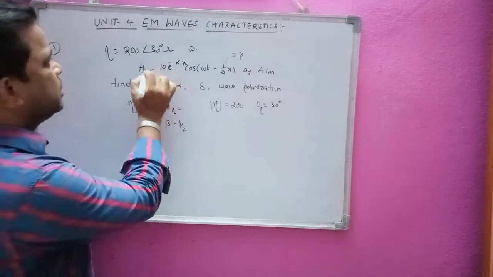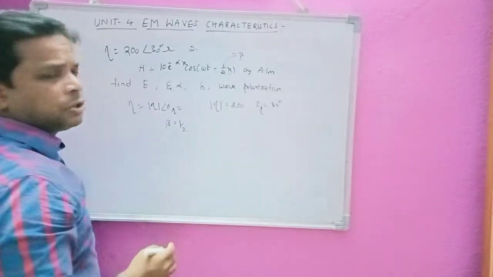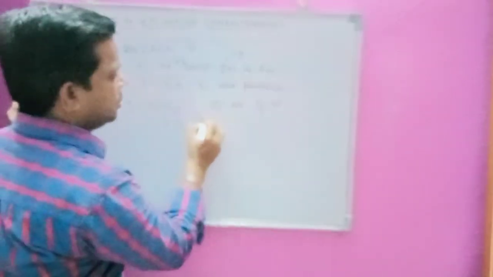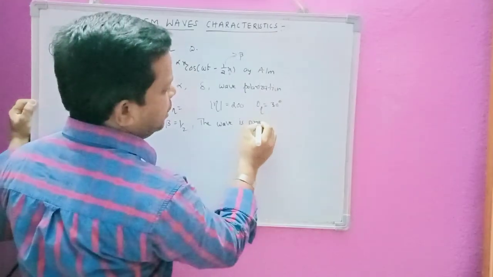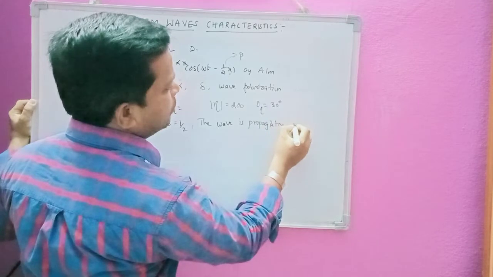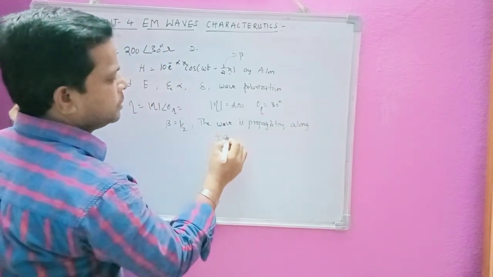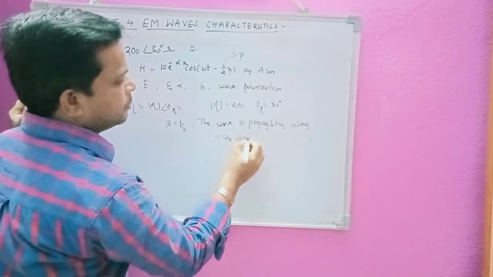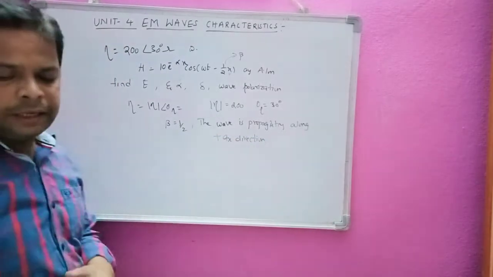Now from this given data we can easily say that the wave is propagating in the positive x direction. The wave is propagating along the positive ax direction. So it is propagating along the positive ax direction.